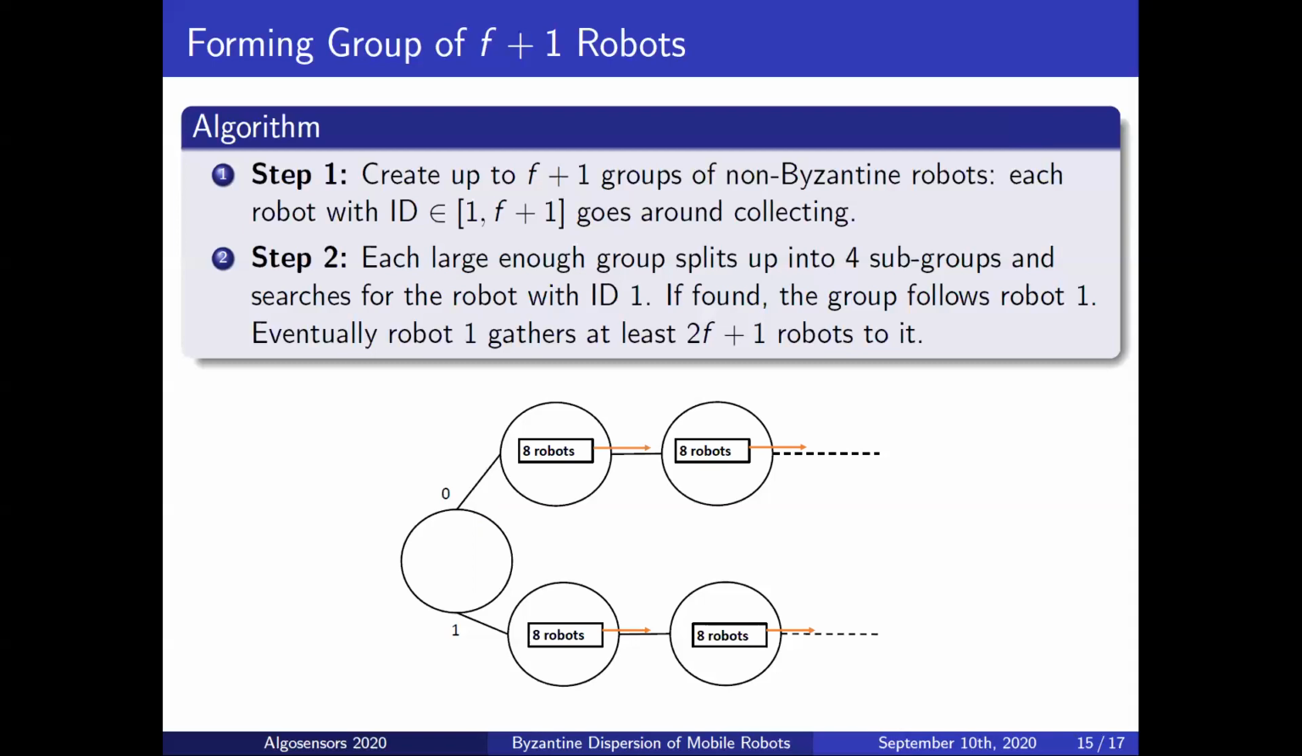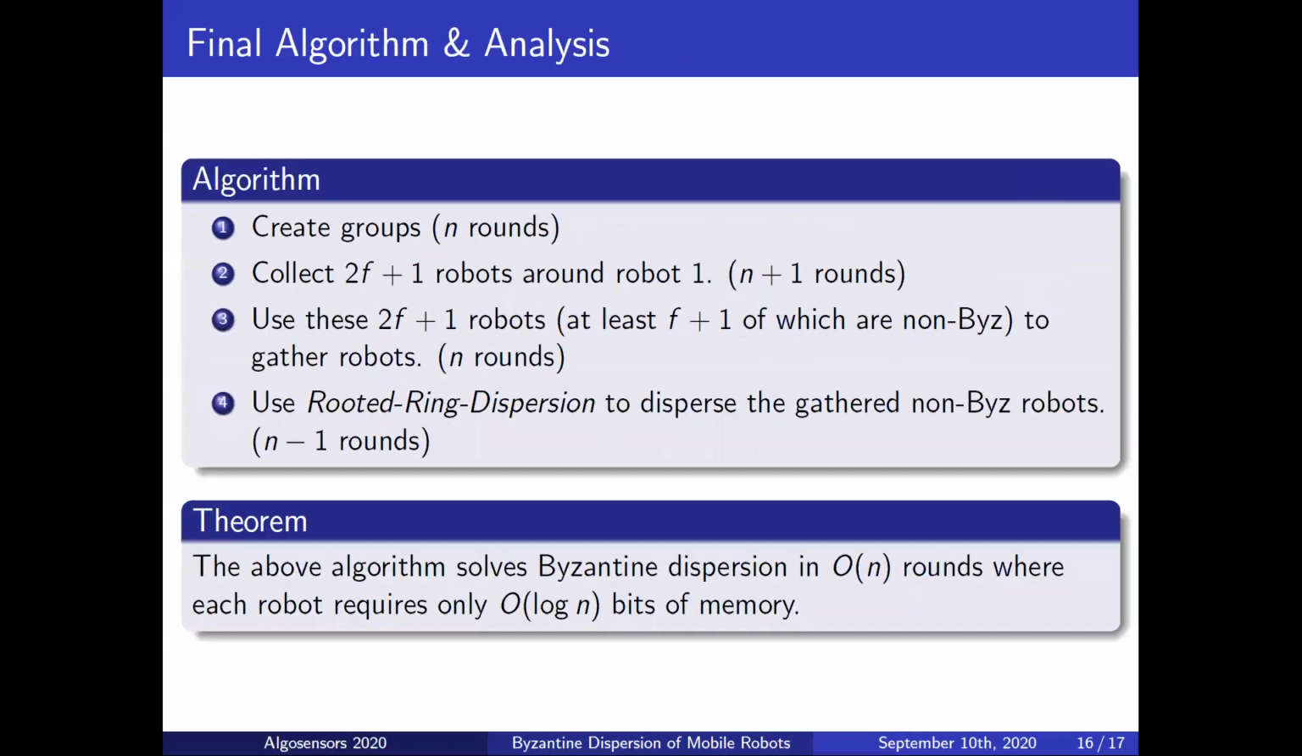Now, at the end of this process, you will eventually arrive at a situation where at least 2f+1 robots will belong to the special group, which is the group that's found robot 1. And then we're good to go. Because once that's happened, you can send that group of 2f+1 robots around to collect all the other robots.